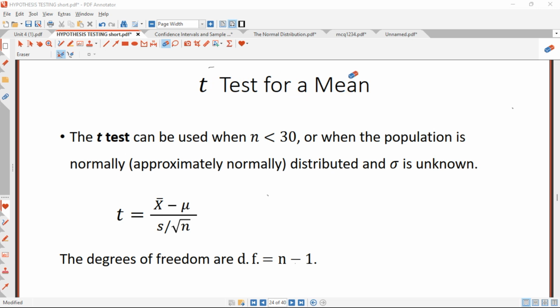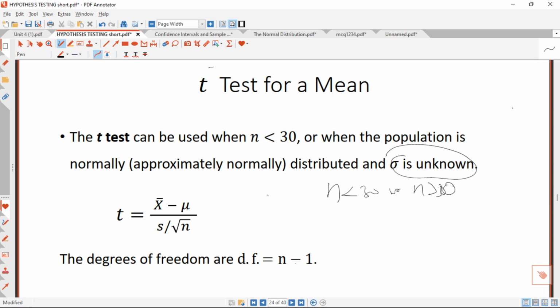So what do we mean by the t-test for a mean? The t-test can be used when our n is less than 30, or when the population is normally distributed and our population standard deviation is unknown. In short, we use the t-test when our population standard deviation is unknown, whether our n is less than 30 or greater than 30. We use our t-test to perform that analysis.